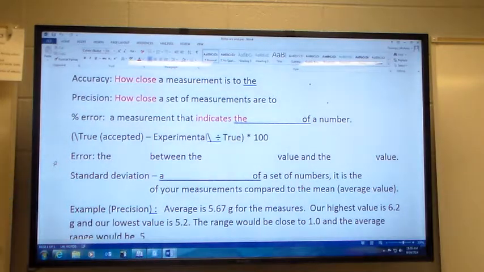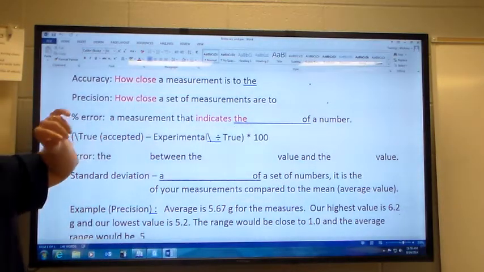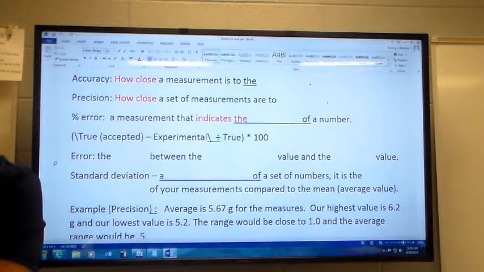The other term is precision. How close a set of measurements are to each other. So in other words, I throw the darts, and I never hit the bullseye. But I hit the same little square on the dartboard every time, and they're all grouped together. So in that case, I'm very precise with my hands, but I'm not accurate.